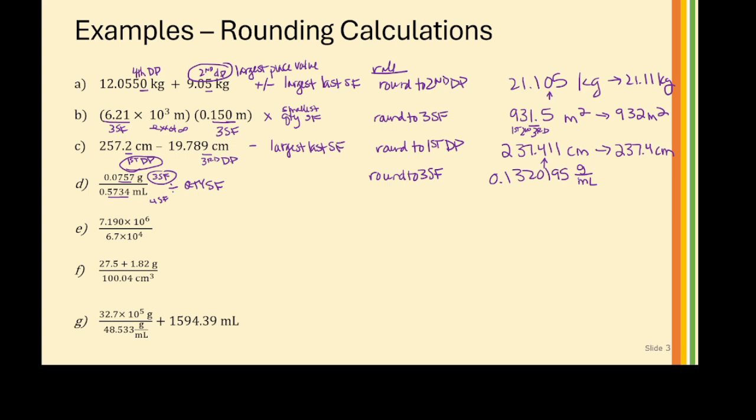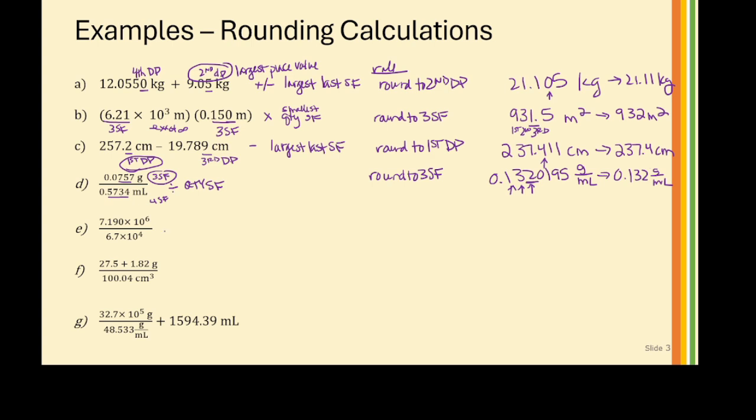And I need this to 3 sig figs. So here would be my first one, my second one, and my third one. So I'm going to round to the third decimal place. So this would become 0.132 grams per milliliter. And I now have this one.